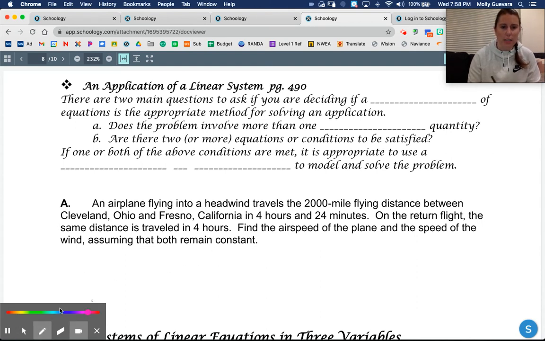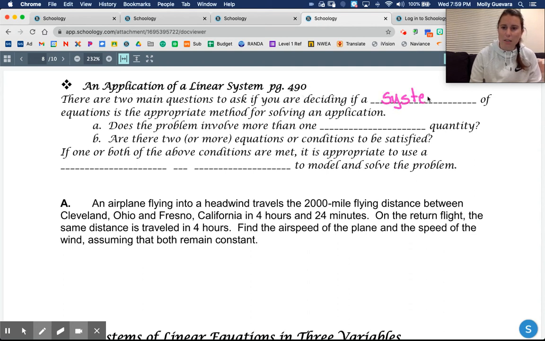So this objective says there are two main questions to ask if you are deciding if a system of linear equations is the appropriate method for solving an application. The first thing is, does the problem involve more than one unknown? And then the second question is, are there two or more equations or conditions to be satisfied? So if one or both of the above conditions are met, it is appropriate to use systems of equations to solve.